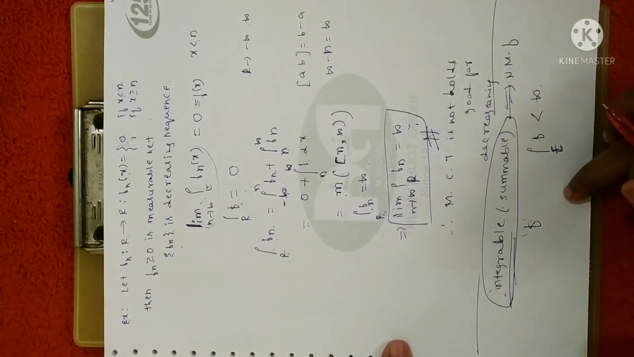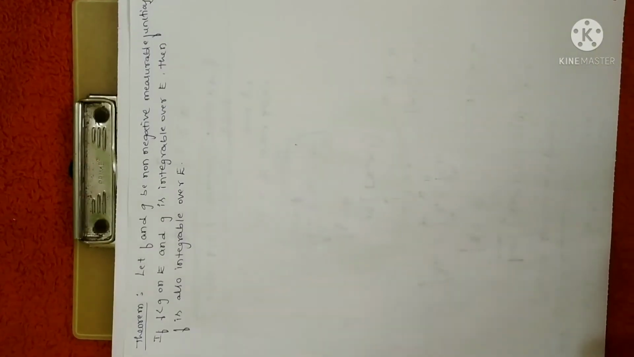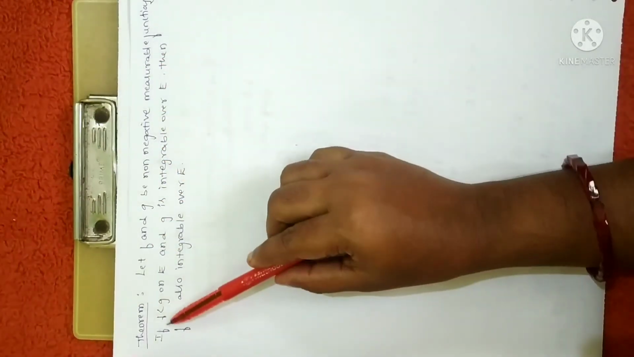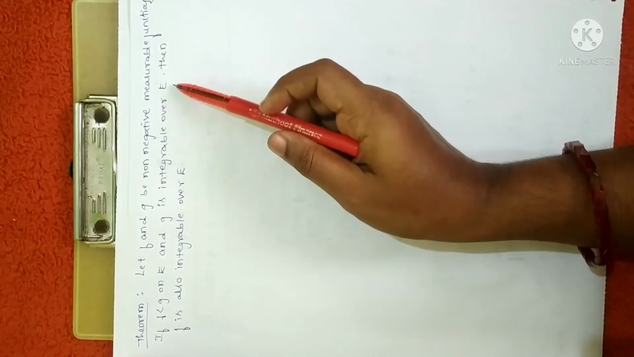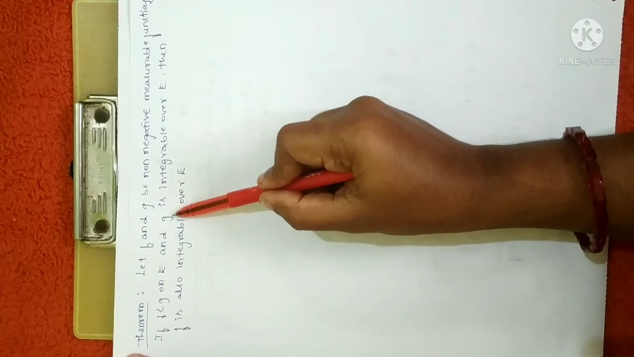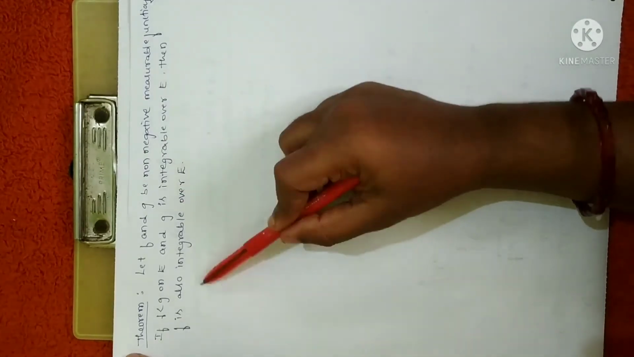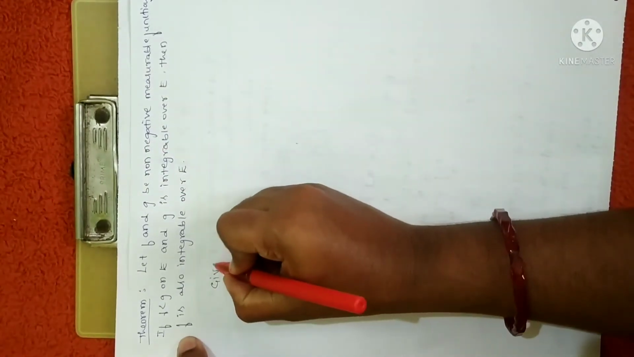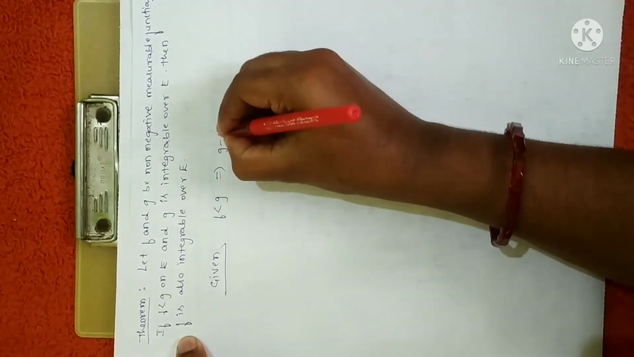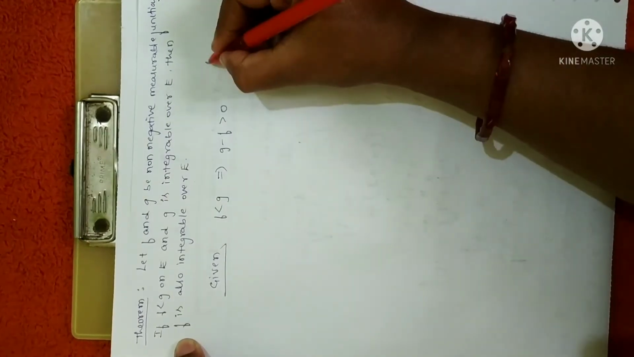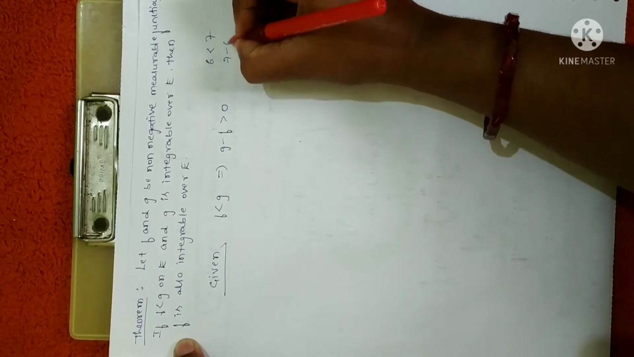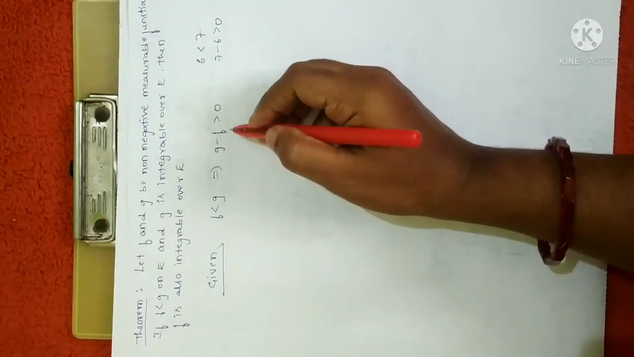Now let me study one theorem related to this concept. So here is a theorem. If f and g are non-negative measurable functions such that f is less than g and g is integrable over E, then f is also integrable over E. Since it is given that g is integrable over E, we have to prove f is also integrable. Now see, the proof is quite simple. Given that f is less than g, right? So I can write g minus f will be a positive number. Suppose I write 6 is less than 7, obviously 7 minus 6 will be a positive value. So similarly I can write like this.